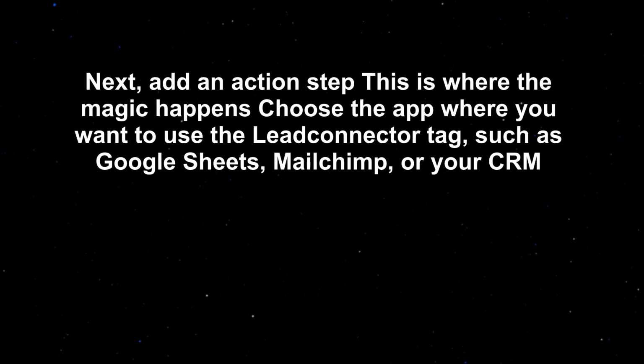Next, add an action step. This is where the magic happens. Choose the app where you want to use the lead connector tag, such as Google Sheets, MailChimp, or your CRM.